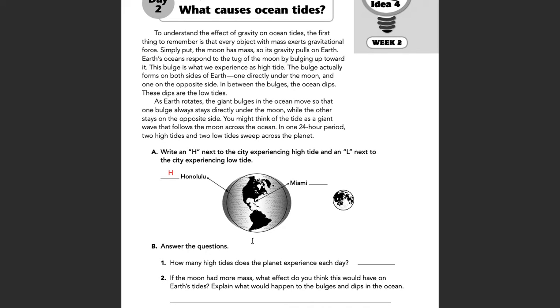And then Miami, as you see in the middle, because there aren't any of these waves going out this way, as you see it's bowed out over here, bowed out over here, but in the middle where the ocean dips, during this time that would be a low tide. Now there are times during the day where Honolulu experiences low tides and Miami would experience high tides, but not in this case, because remember what it says at the end of this passage: in one 24-hour period, 2 high tides and 2 low tides sweep across the planet. So each location, Honolulu and Miami, would experience 2 high tides as well as 2 low tides during the day.